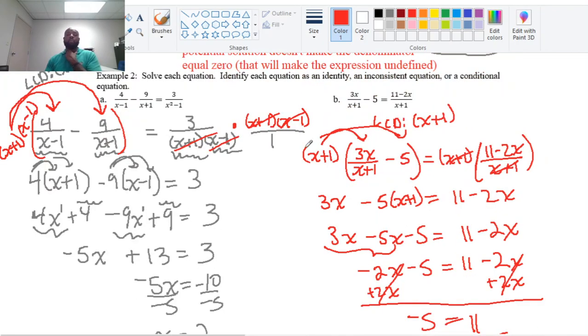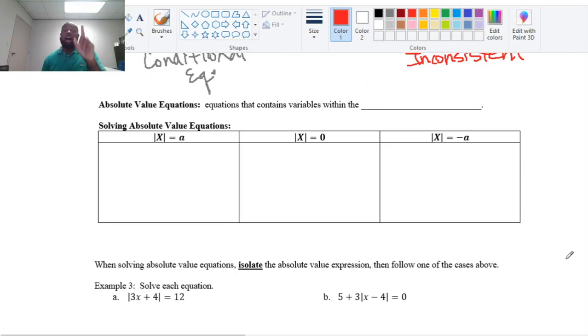So that's the technique that we'll use to solve these rational equations. Multiply both sides by the LCD to clear your fractions, and then you'll come up with an equation that is a little easier to solve. Let's look at another example here. All right, let's get to it.